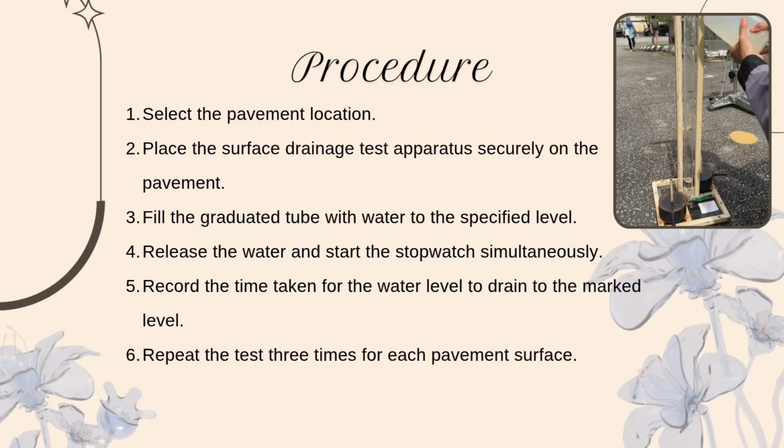So as for the procedure, first the pavement surface to be tested was selected, which included both rough and medium pavement surfaces. Next, the surface drainage test apparatus was placed securely on the pavement. The graduated tube was then filled with water up to the required level using the water container. Once the apparatus was ready, the water was released and the stopwatch was started simultaneously. The time taken for the water level to drain to the marked level was recorded.